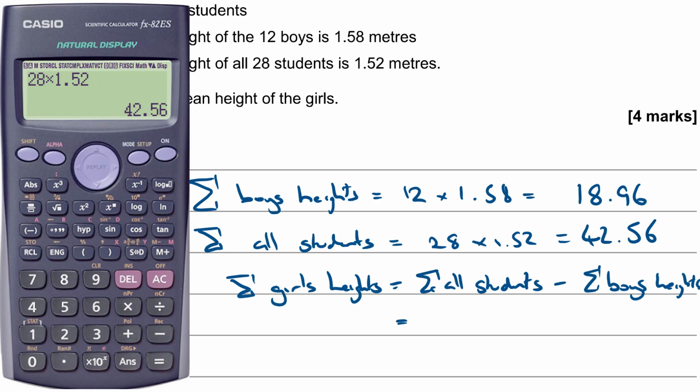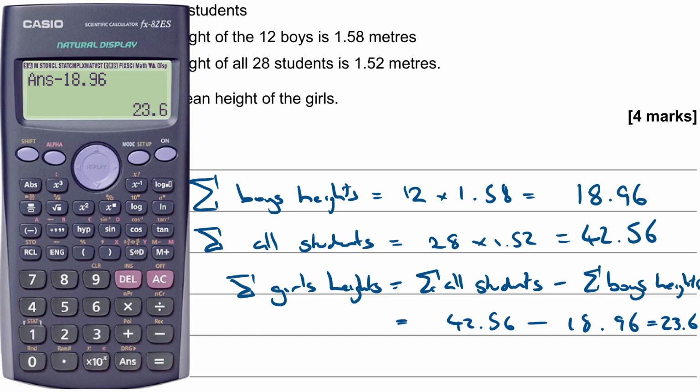In other words, it's going to be 42.56 subtract 18.96, which is 23.6. So we know then that girls' heights add up to 23.6. And we know how many girls there are because there are 28 students.